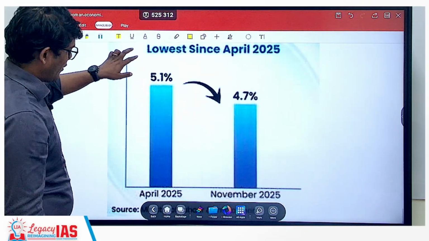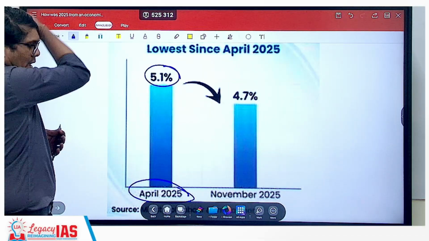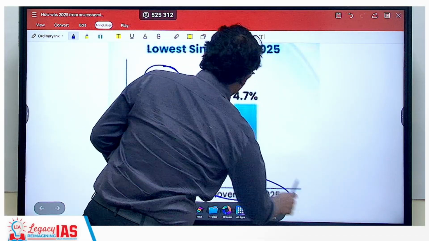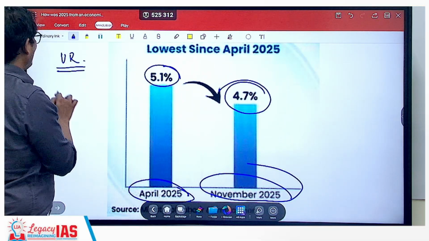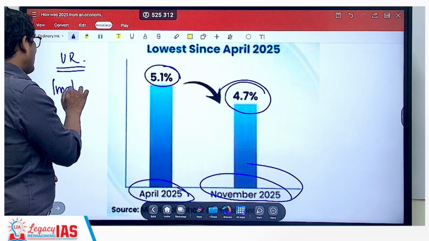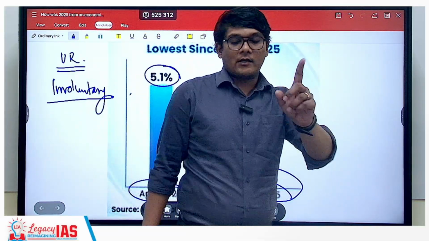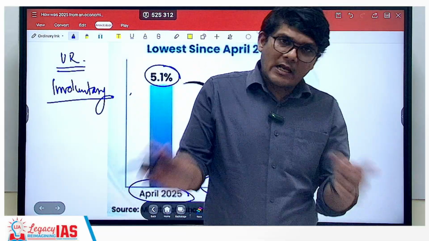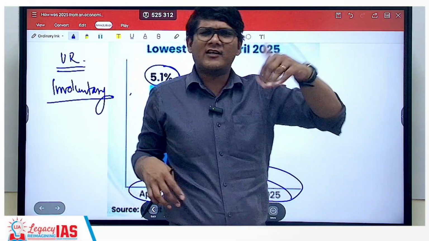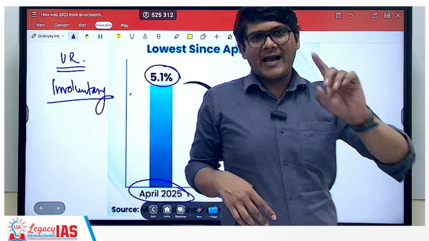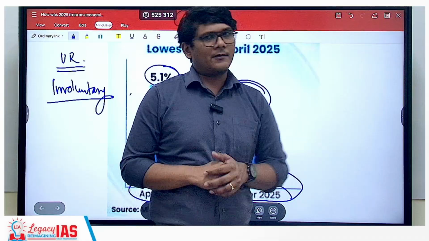And this is the data in front of you. So in April 2025, the unemployment rate was 5.1. Now this unemployment rate in November 2025 has gone down to 4.7. Remember, when we talk about this unemployment rate, this is the involuntary unemployment rate that we are talking about, not the voluntary. What is voluntary unemployment? When you are able to work, but you are not willing to work. You want to study for UPSC, for example. So that's voluntary unemployment. That you will not be under, let's say, the figure over here.